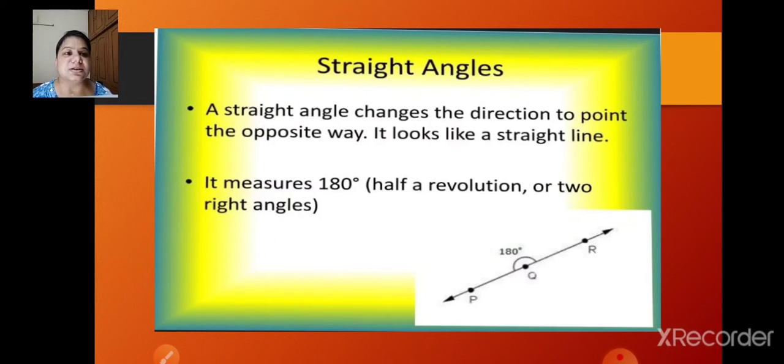Now there is a straight line. So an angle which represents a straight line is called a straight angle. Its measure is 180 degree. And we have done it earlier also. This is half of a revolution, or 180 degree means 90 plus 90 degree. So two right angles make a straight angle. Okay.